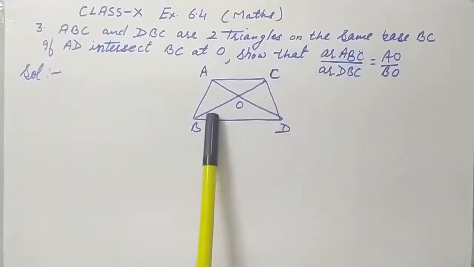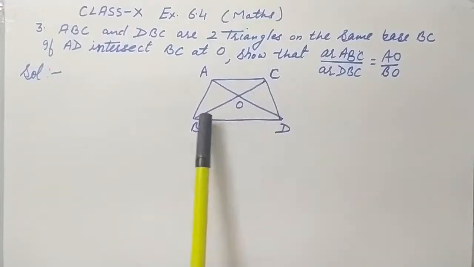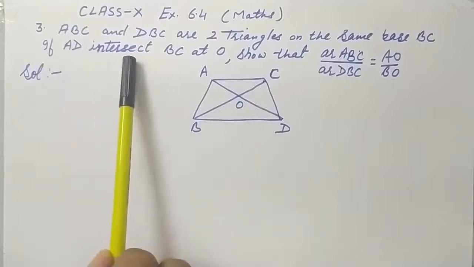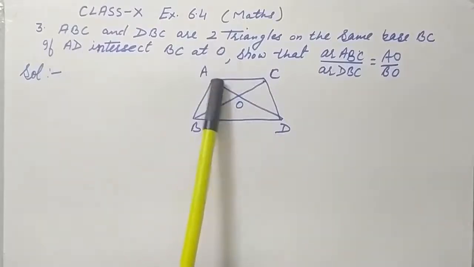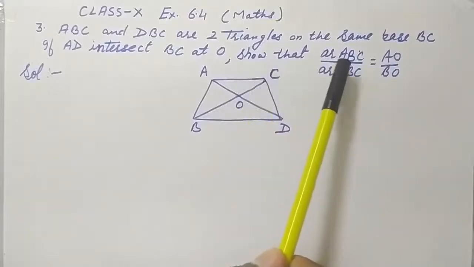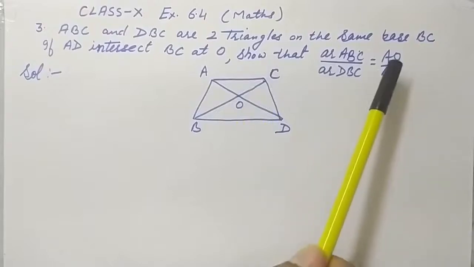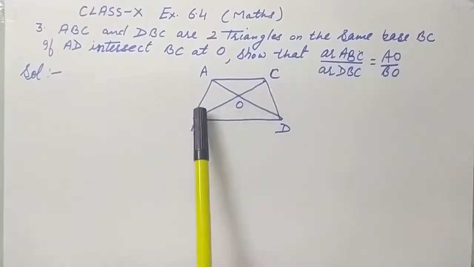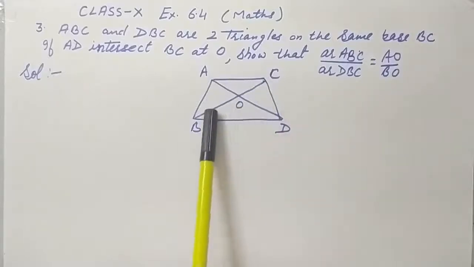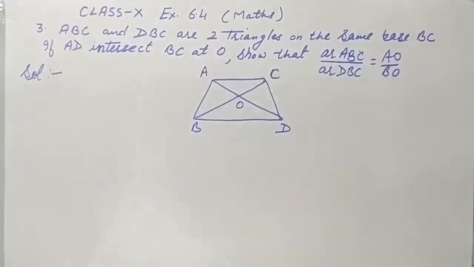So here it is, same base. ABC and DBC are these two triangles on the same base BC here. And if AD and BC are intersecting at O, we need to prove that the area of triangle ABC over the area of triangle DBC is equal to AO over DO. We have to prove this, right?